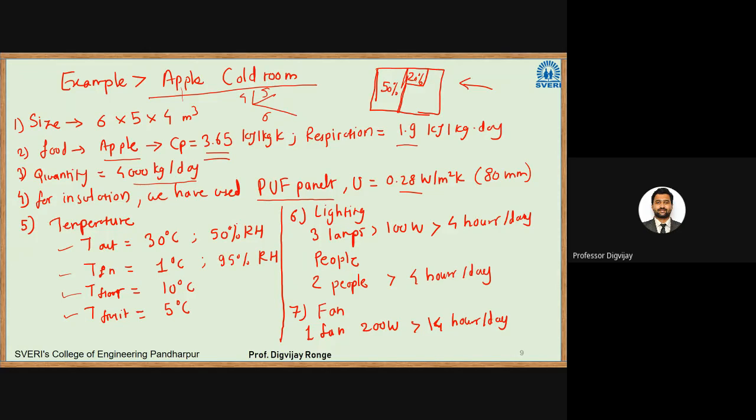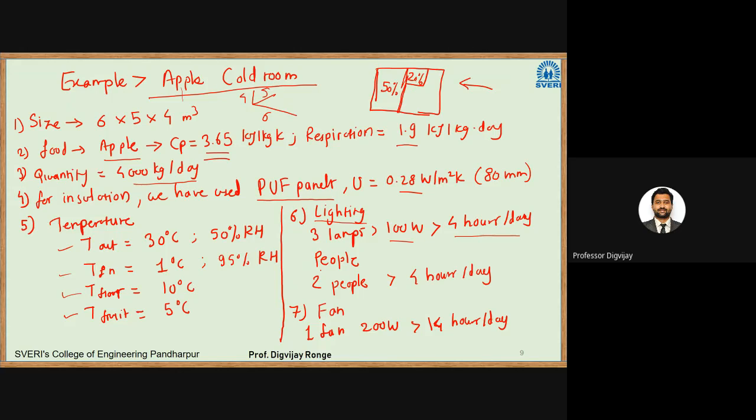Next is lighting. In this case, I have assumed there are 3 lamps of 100 watt capacity, which will work for 4 hours per day. It is not that they work continuously for 4 hours. It may be that I have gone inside and switched on the lights, so they are on for 15 minutes. In another case, the lights will be on for 10 minutes. Collectively they are on for 4 hours per day.